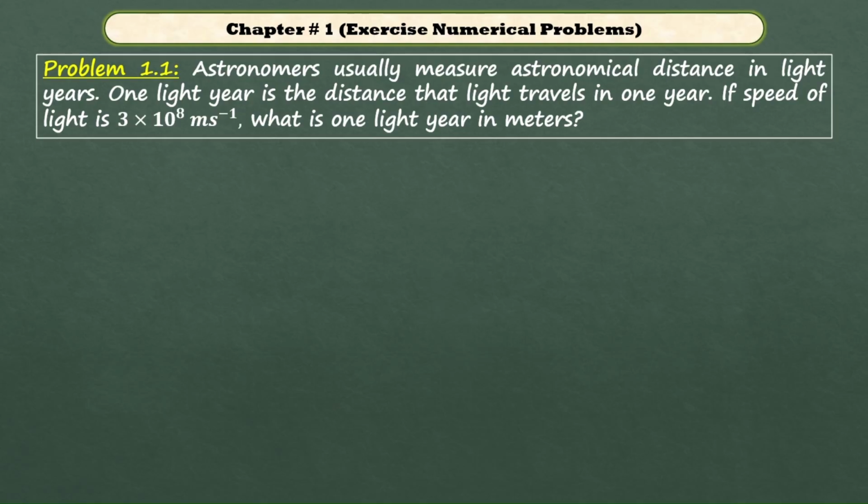Astronomers usually measure astronomical distance in light years. 1 light year is the distance that light travels in 1 year.